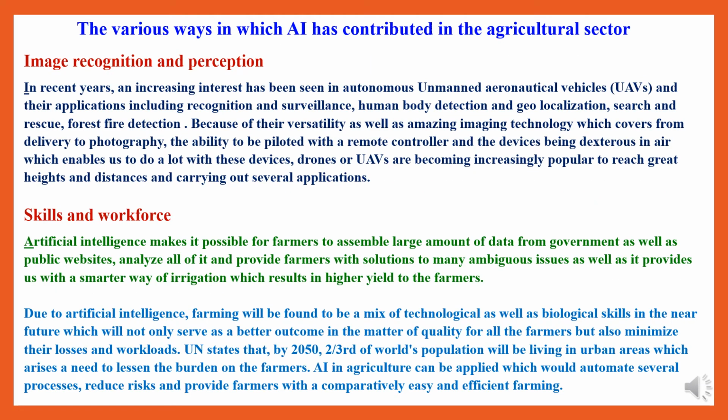Here we will study the various ways in which artificial intelligence has contributed to the agriculture sector. First one is image recognition and perception. In recent years, an increasing interest has been seen in autonomous unmanned aerial vehicles (UAV) and their applications including recognition and surveillance, human body detection, geolocalization, search and rescue, forest fire detection, etc.